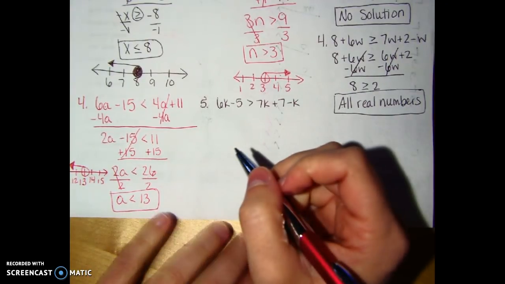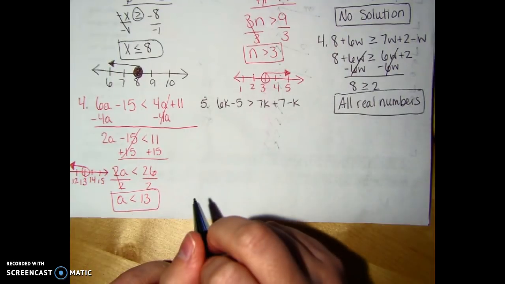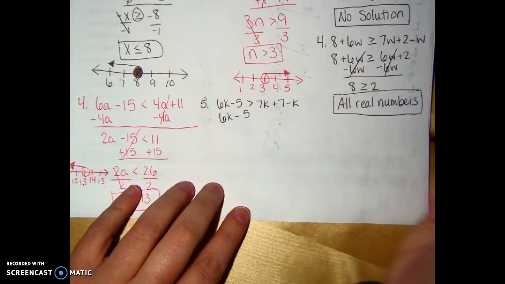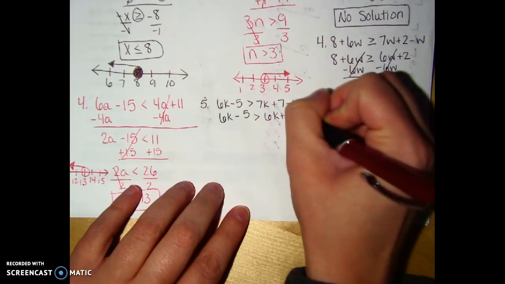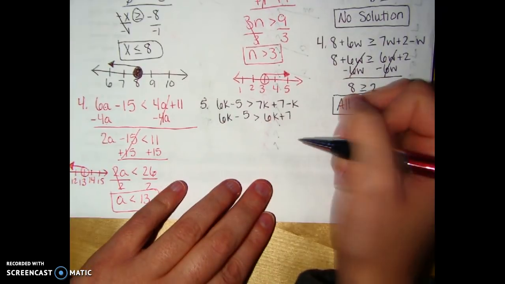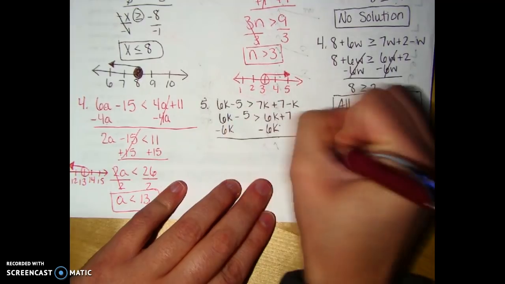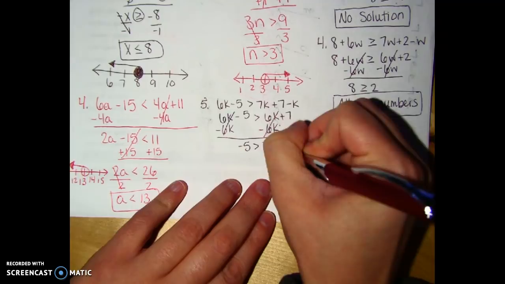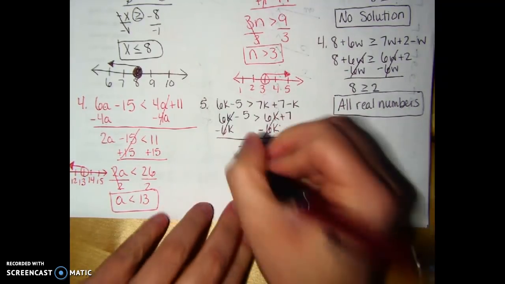Okay, hopefully for this one you combine like terms first. The 7k minus k is 6k. So I have 6k minus 5 is greater than 6k plus 7. Hopefully you see that the k's are the same, so it's either going to be no solution or all real numbers. Let's see. I'm going to subtract 6k from both sides. That gets me negative 5 is greater than 7. Is negative 5 greater than 7? No, it's smaller than it. So this one is no solution.